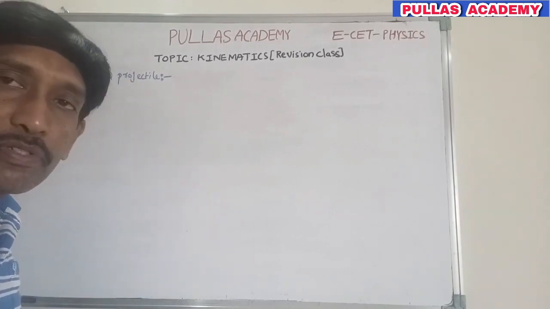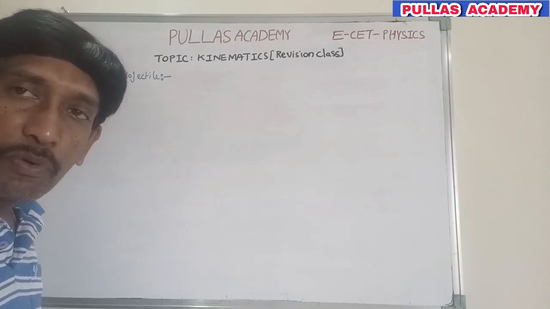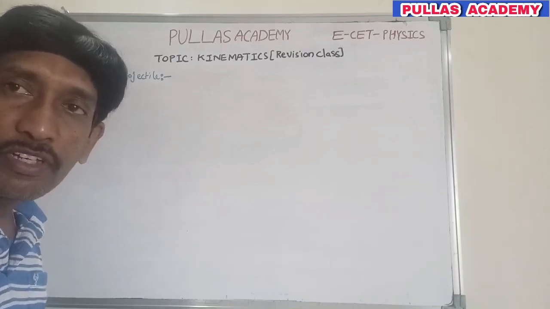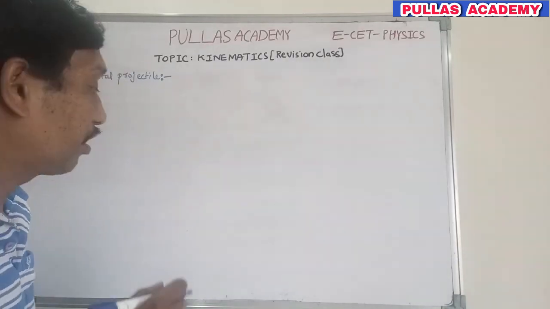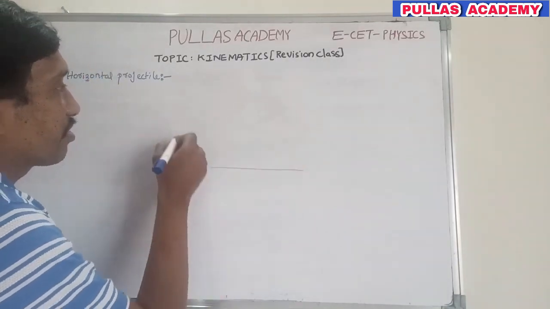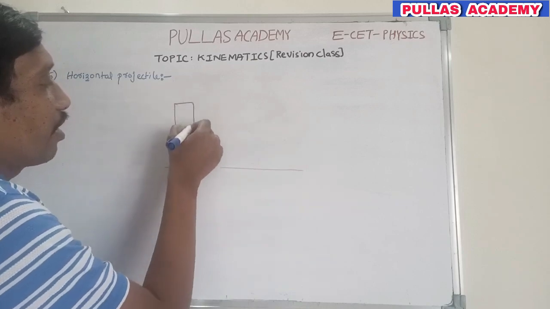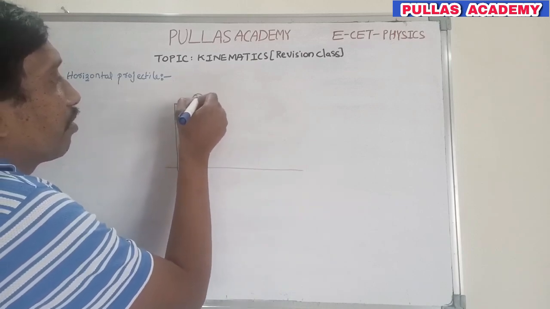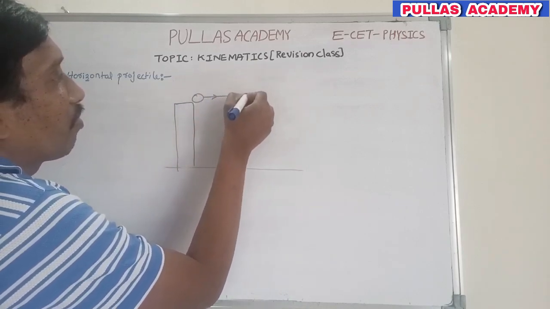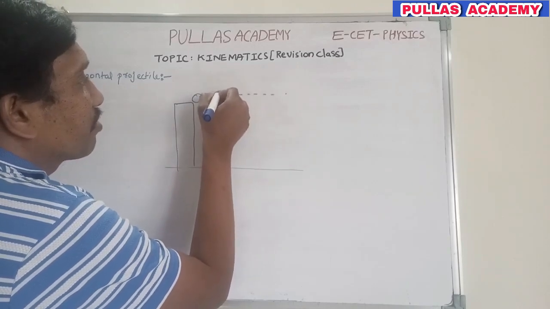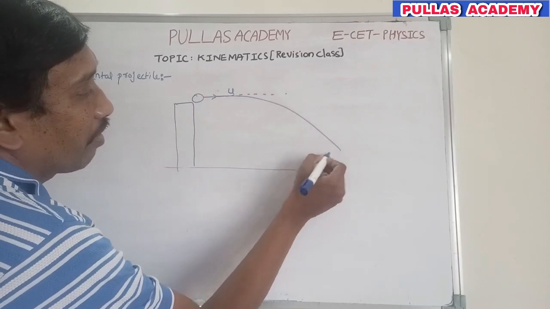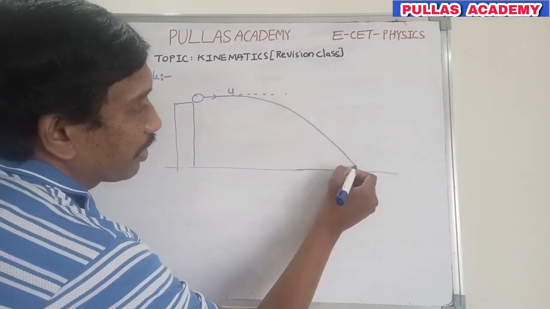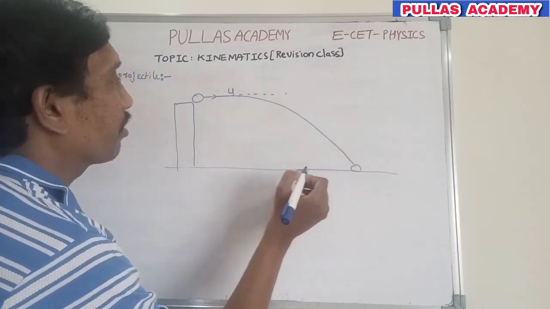What is horizontal projectile actually? If a body is projected along horizontal from a certain height into air, that is horizontal projectile. That means I consider this is ground. So this is a certain height. One body is projected along horizontal direction with velocity u. Then due to gravitational force, it moves along this parabola and reaches the ground.